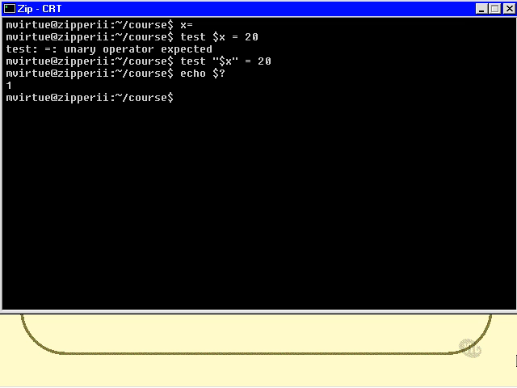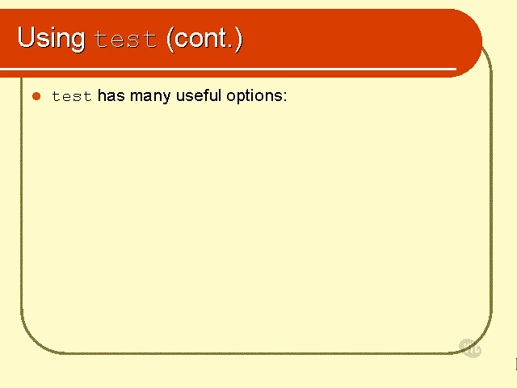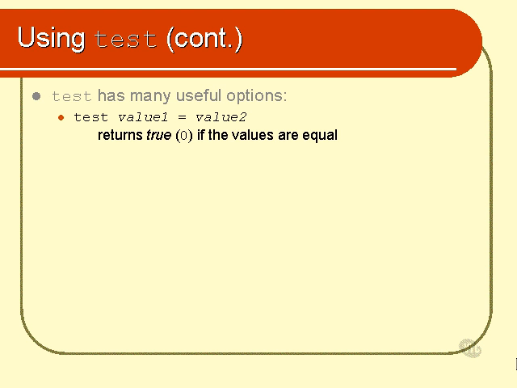Just keep in mind that you should always enclose your variables inside double quotes if there's any chance that the variable might not be set, or might be set to nothing. Anyway, let's move on and have a look at some more options that test offers us, some ways that we can use this very useful program called test. So some of the useful options for test are as follows. We've already seen test whether one value equals another. The test will return a 0, which we can interpret as true if the values are in fact equal.